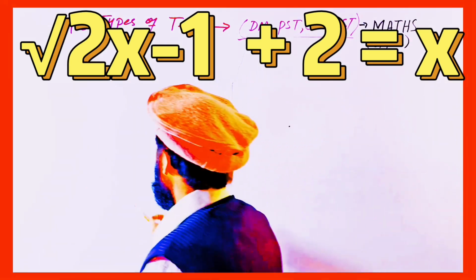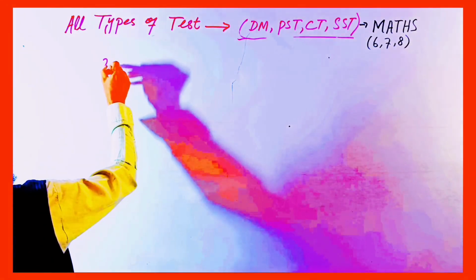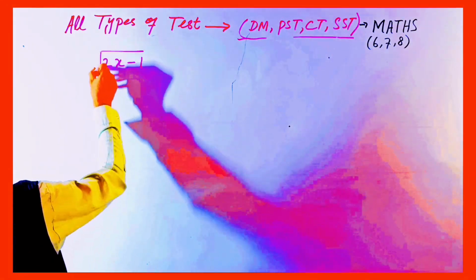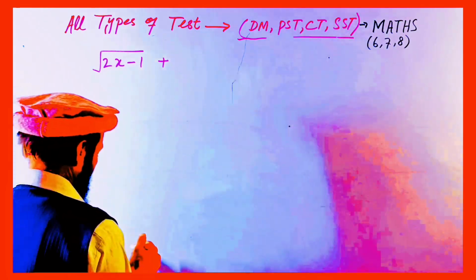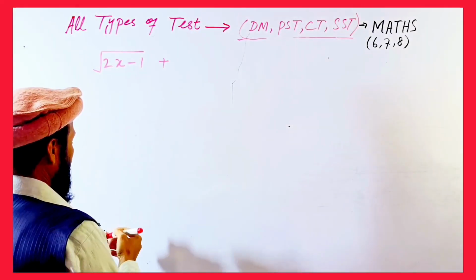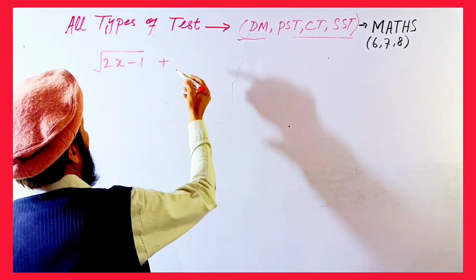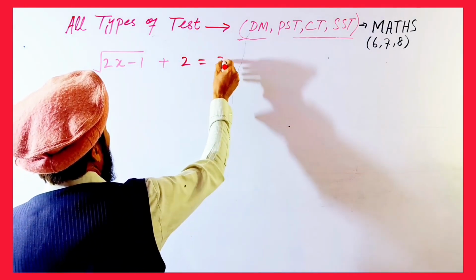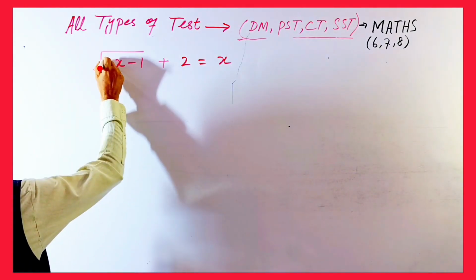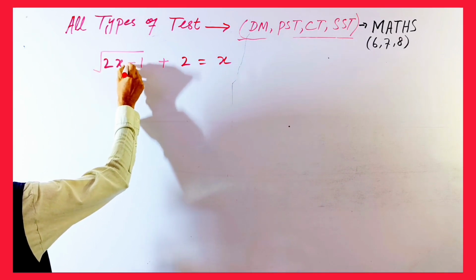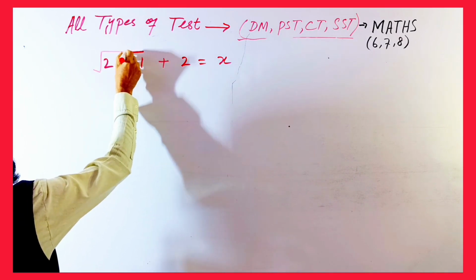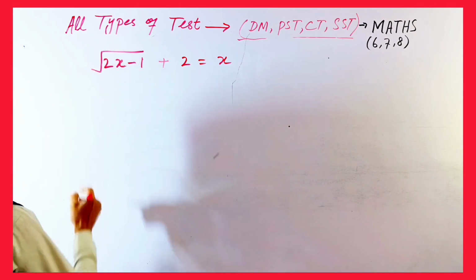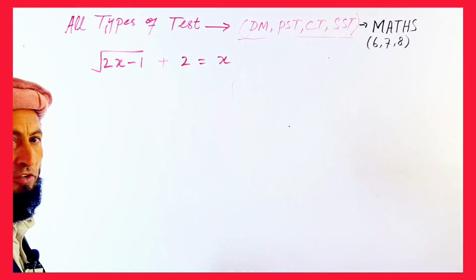The equation is the square root of 2x minus 1, plus 2, equal to x. Here we are using two methods to calculate the value of x. We are using two methods.